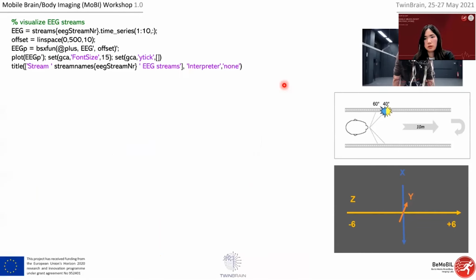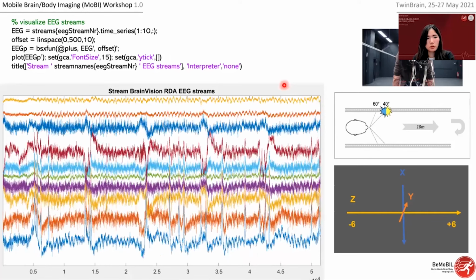Please go ahead. And then you visualize the EEG streams. I plot the first 10 channels. And you can probably see that when the participant is turning their head, there is some kind of artifact. And the sampling rate was 1000, so it was roughly double the sampling rate of the motion data.